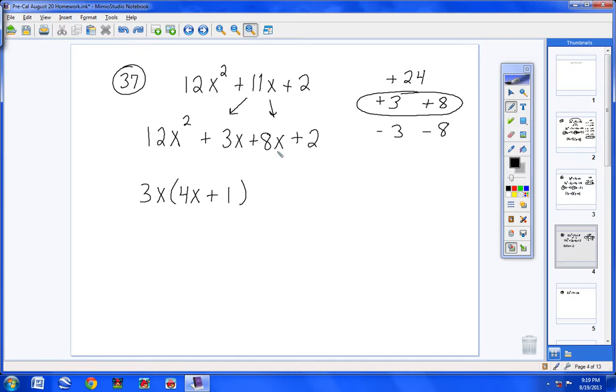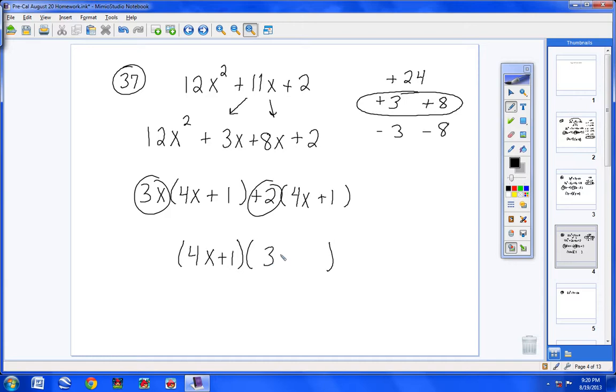All right, now let's look at our last two terms. They don't have an x in both terms, but what number goes into 2 and 8 evenly? Well, 2 does, so I'm going to factor out a 2. And let's see, 2 times 4x would give me 8x, correct? And then 2 times positive 1 would give me a 2. And notice your parentheses do match, so you're going to write those matching parentheses one time, and you're left over in the other parentheses with 3x plus 2. Okay, that's number 37.